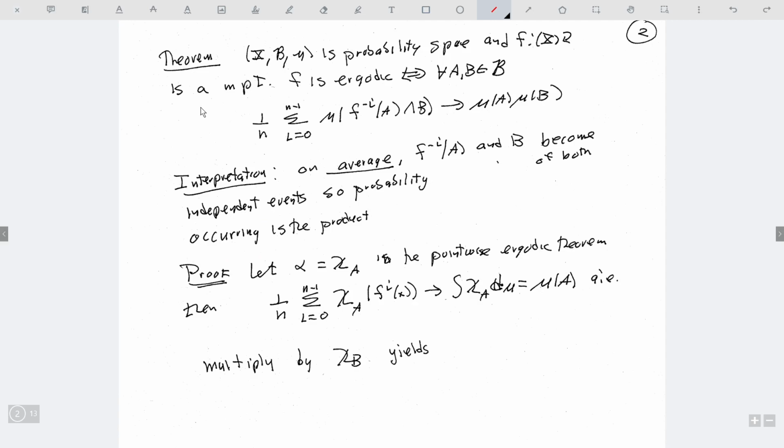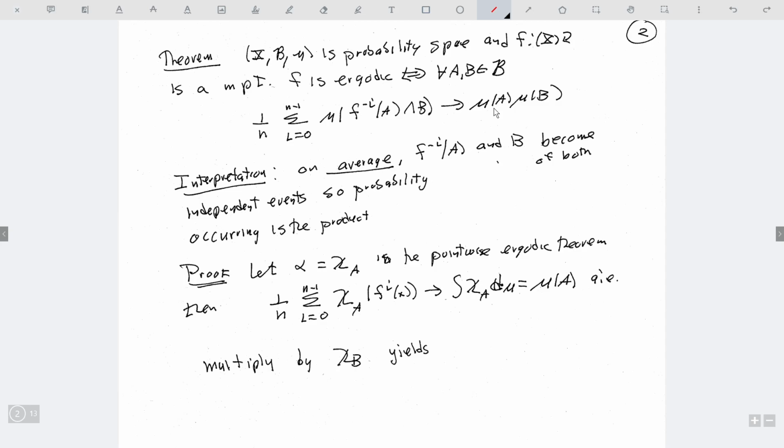So here's the theorem. We have a standard setup, a probability space, and a measure-preserving transformation. It's ergodic if and only if for every pair of measurable sets A and B, on average, the measure of f to the minus i of A intersect B converges to the product. By on average, I mean this is sometimes called the Cesaro average or the Birkhoff average. So you add up the values and divide by n, so you take an average at each stage n, and that should converge to the product.